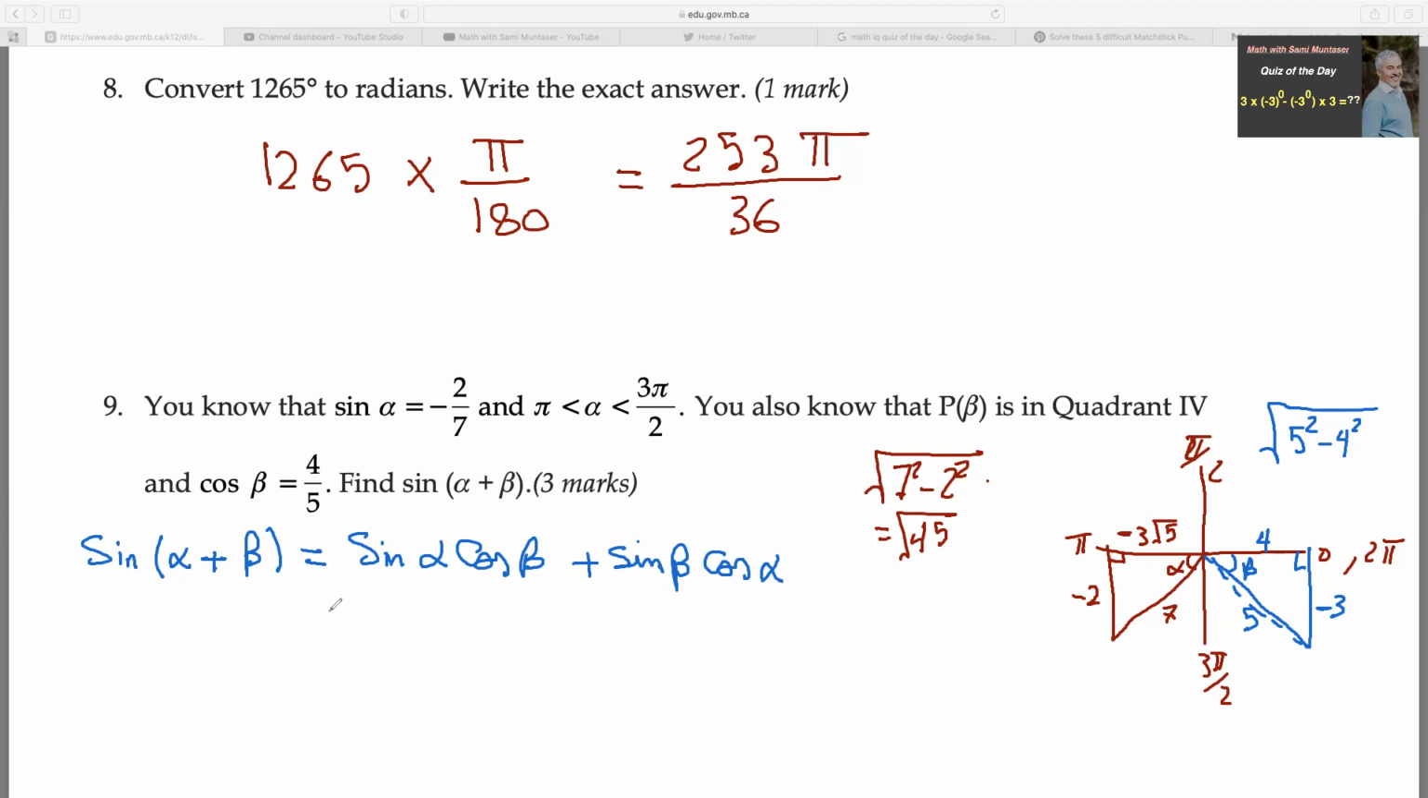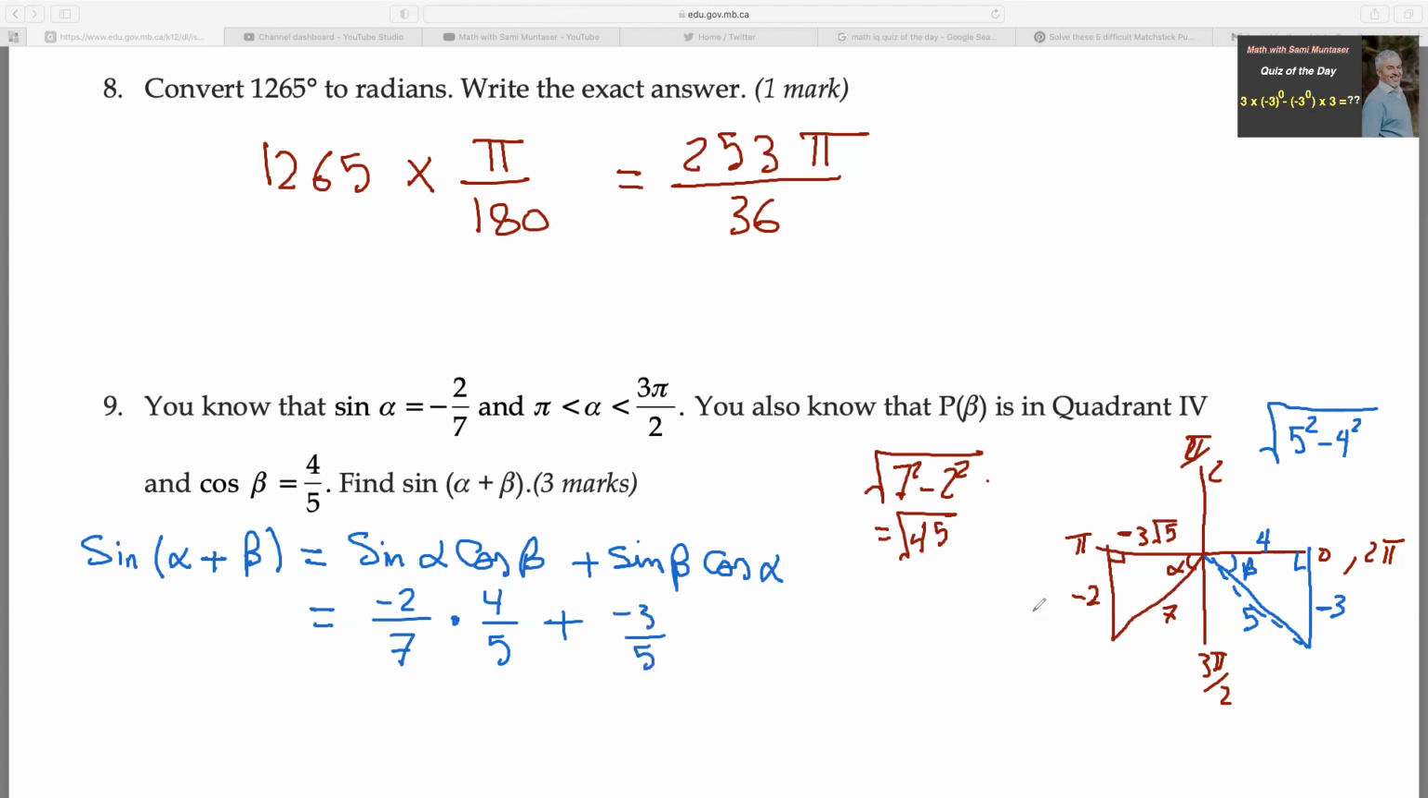Because you just write them backwards in some of the identity sheets that you have. So sine alpha, that is -2/7, times cos beta, which is 4/5, plus sine beta, which is -3/5, so plus -3/5.